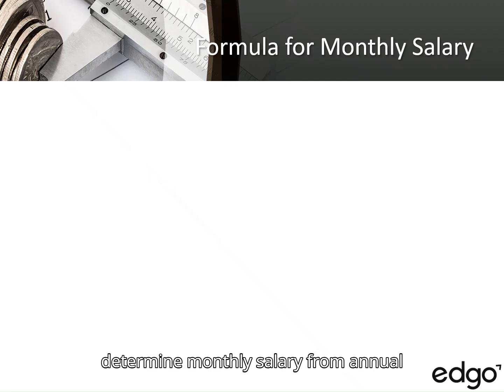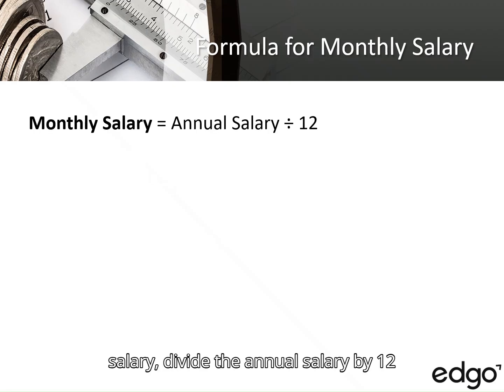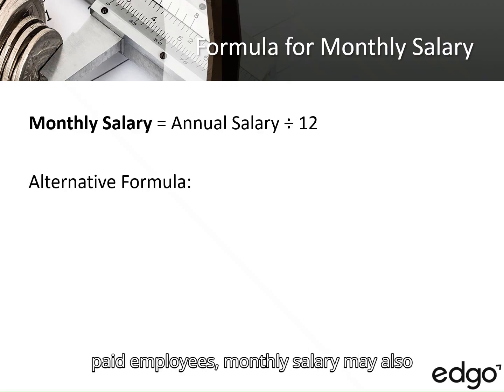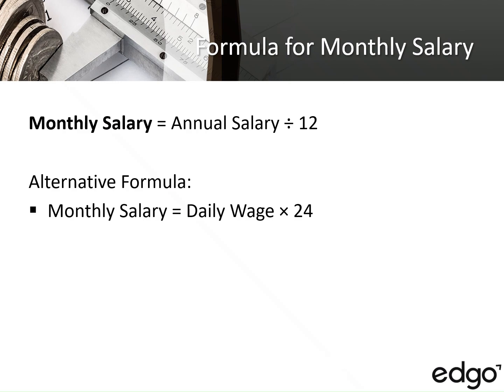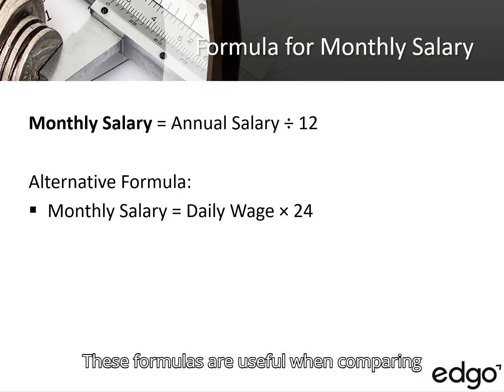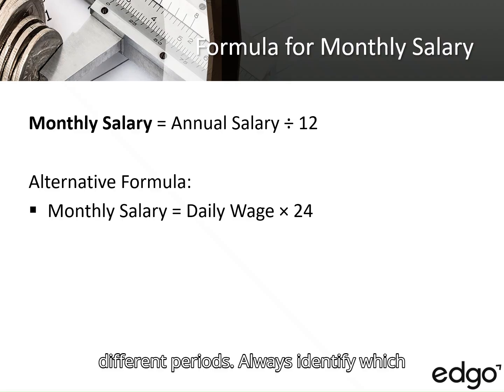To determine monthly salary from annual salary, divide the annual salary by 12 because there are 12 months in 1 year. This formula helps us find how much an employee receives every month. For daily paid employees, monthly salary may also be estimated by multiplying the daily wage by 24 working days. These formulas are useful when comparing salaries or determining earnings over different periods. Always identify which information is given before selecting the appropriate formula.